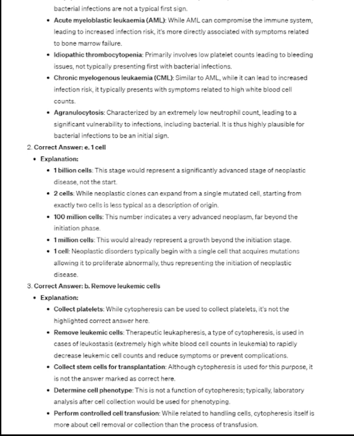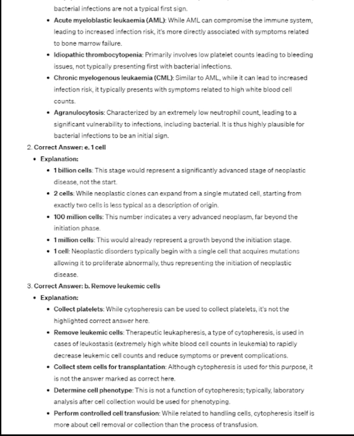2. Correct answer, E. 1 cell. Explanation: 1 billion cells. This stage would represent a significantly advanced stage of neoplastic disease, not the start. 2 cells. While neoplastic clones can expand from a single mutated cell, starting from exactly 2 cells is less typical as a description of origin.